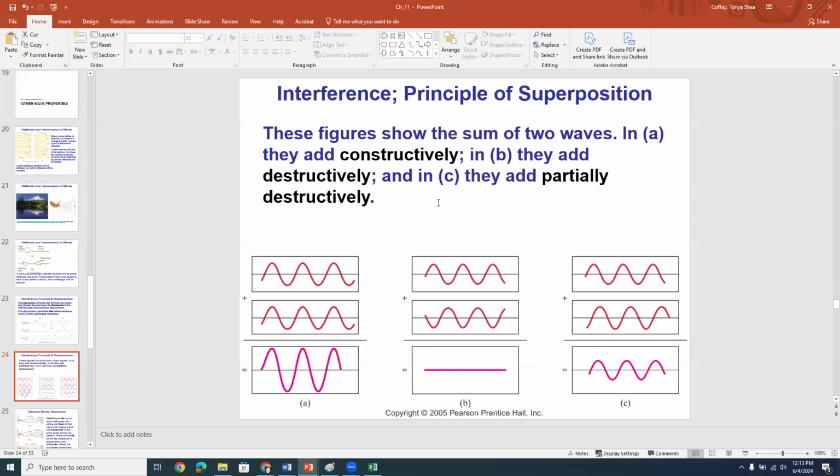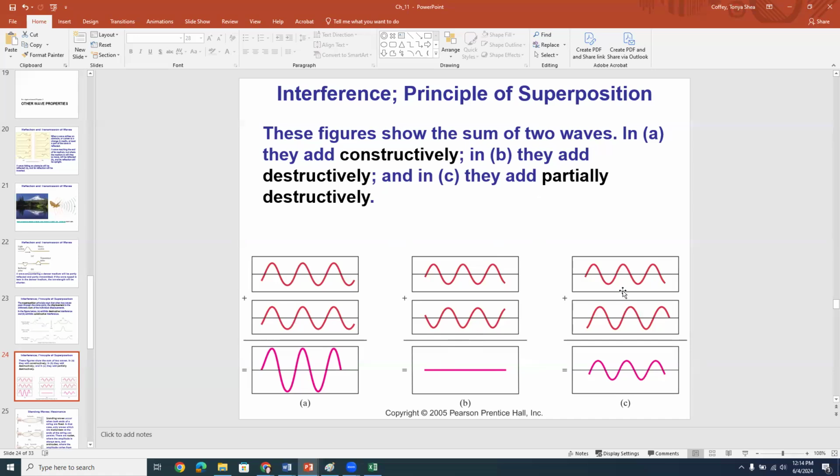So here we see the sum of different waves in different scenarios, A, B, and C. In A, they're adding constructively, because the peaks and the troughs meet up, and so you get constructive interference. In B, they add destructively, where the peak meets the trough, and that sums to 0. And then in C, they add partially destructively.